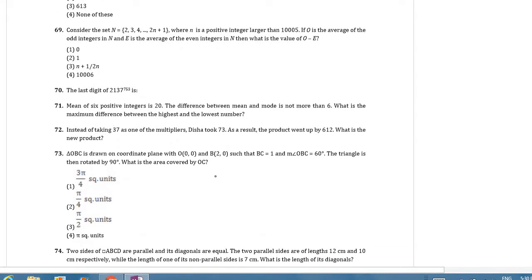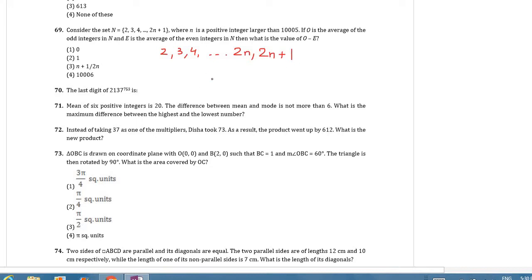Consider the set of numbers from 2 to 2n+1, where n is a positive integer. If O is the average of odd integers and E is the average of even integers, what's the value of O minus E? Now, firstly, note that my set is 2, 3, 4, and so on, up to 2n and 2n plus 1, because 2n plus 1 is the odd integer.